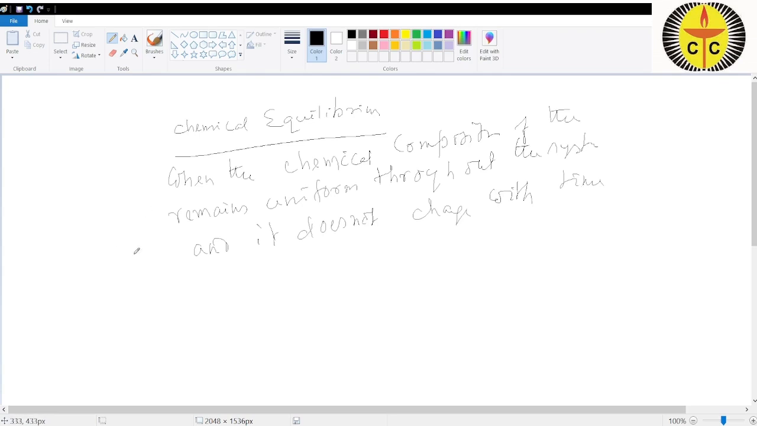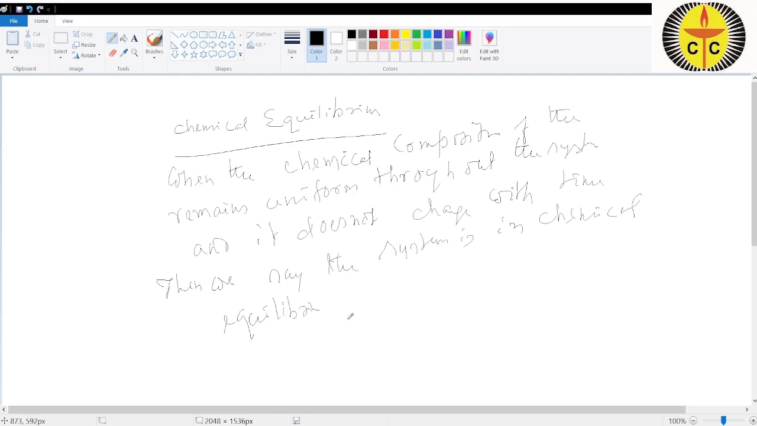then we say the system is in chemical equilibrium. For this, the chemical composition is uniform. That means the chemical composition is uniform.